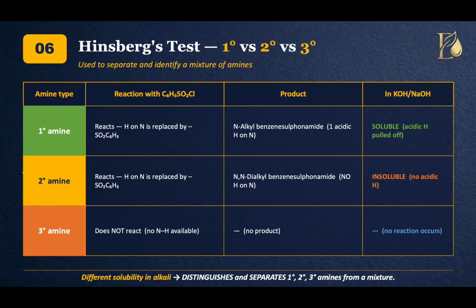At the same time, a tertiary amine behaves differently because it does not contain any N-H bonds at all. Due to the absence of hydrogen on nitrogen, tertiary amines do not react with the Hinsberg reagent under ordinary conditions. So no sulfonamide product is formed. Therefore, by observing whether the compound dissolves in alkali, remains insoluble or does not react at all, primary, secondary and tertiary amines can be easily identified and separated from a mixture, right?